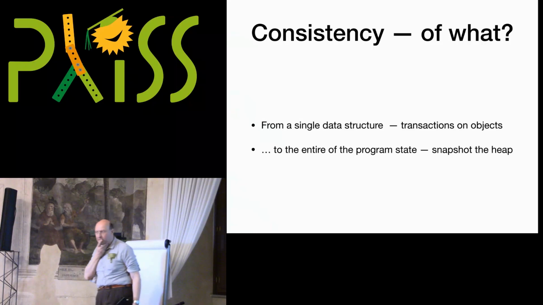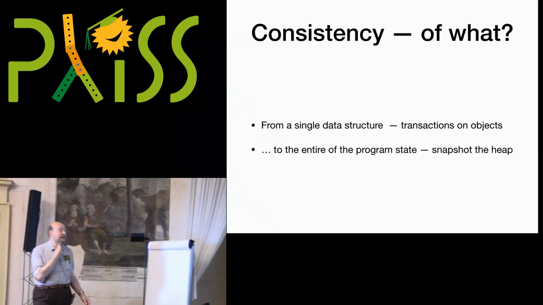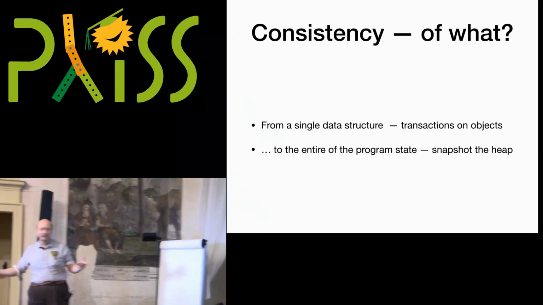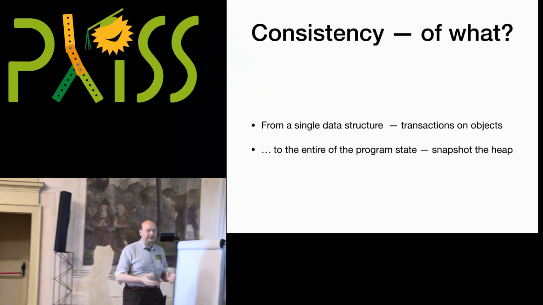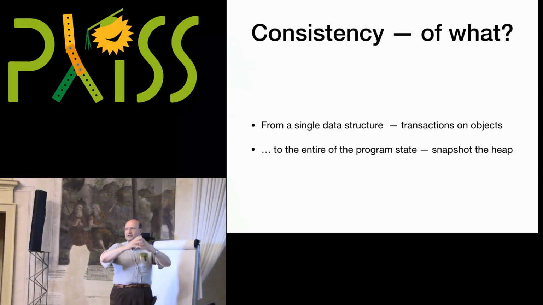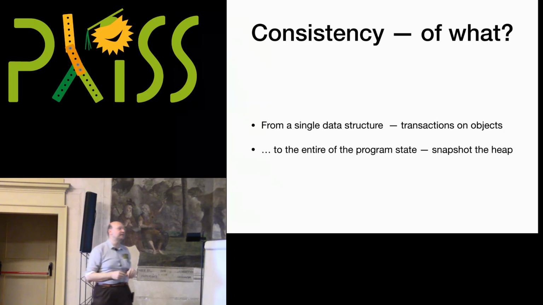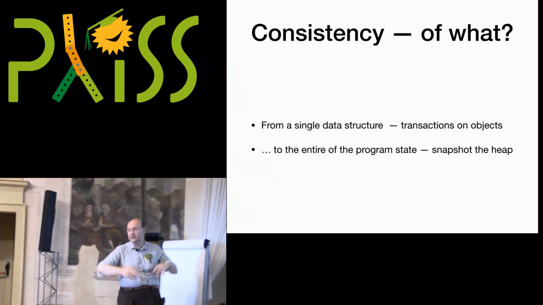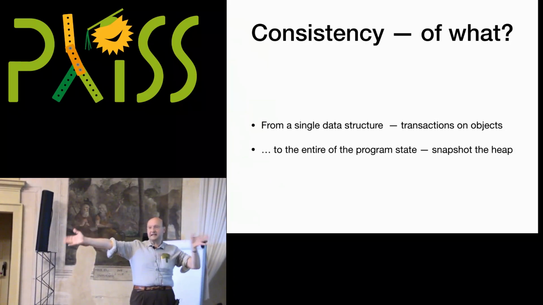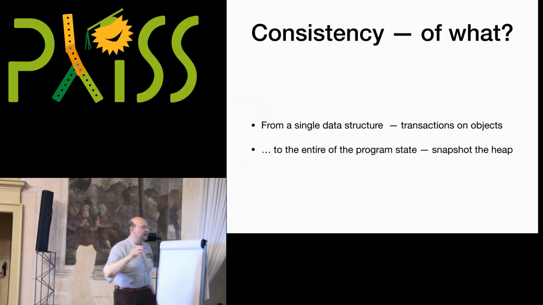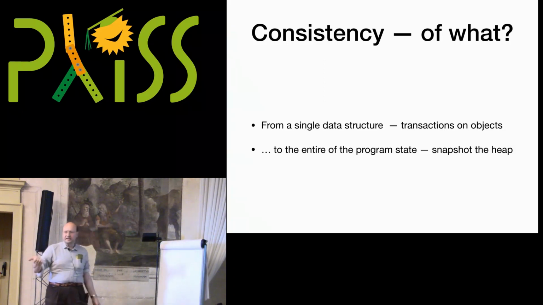So what is it that we specify when we specify consistent points? There's a big range of possibilities here. We could have transactions and operations that maintain consistency of individual small data structures and then compose the consistency of the system out of the consistency of the components, or we could just say it's the entire program state and we're going to pick points where we believe that's consistent. Both of those have advantages and disadvantages.